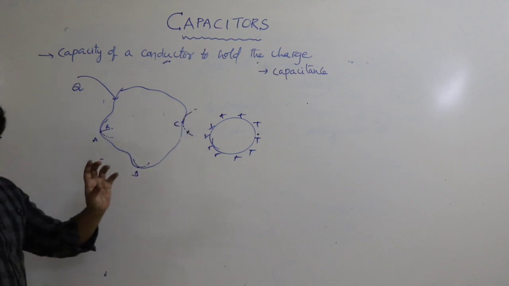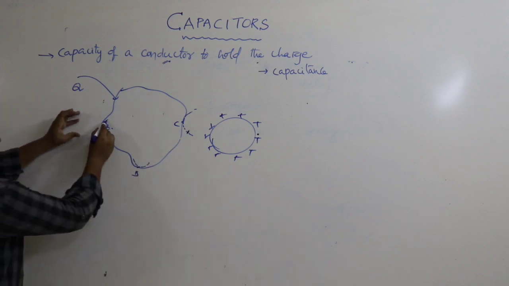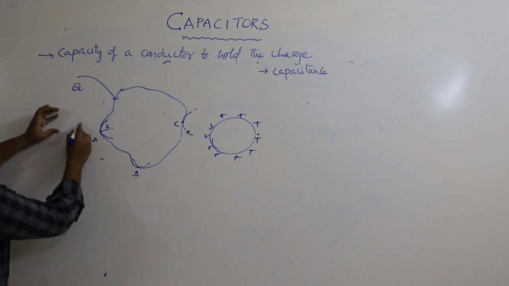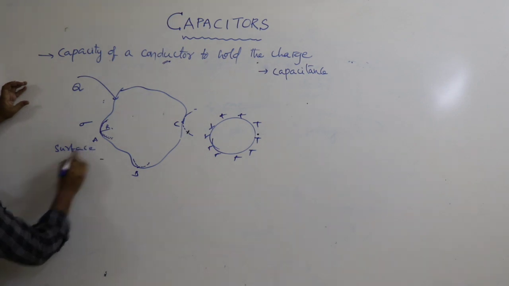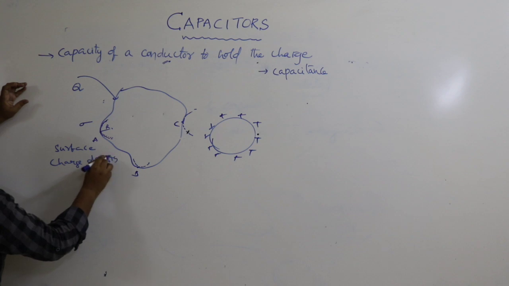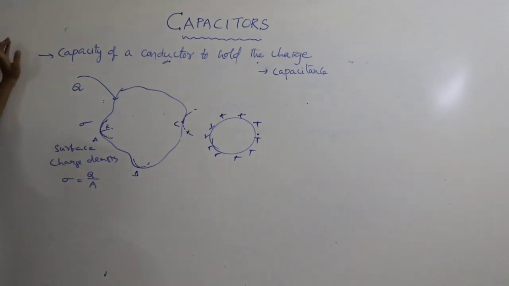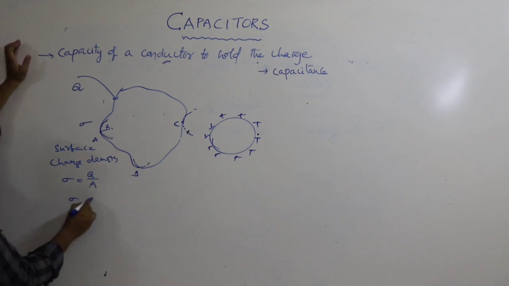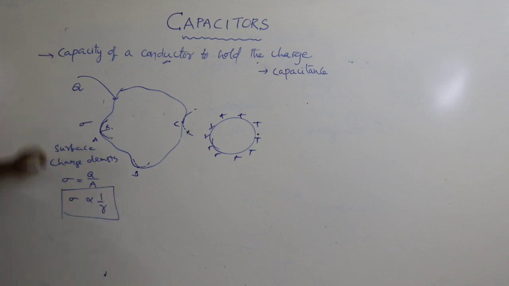So in electrostatics, we may say this point is on the surface, so it has some area and some surface charge density. You know that surface charge density sigma is charge upon area. This surface charge density is inversely proportional to the radius of curvature.